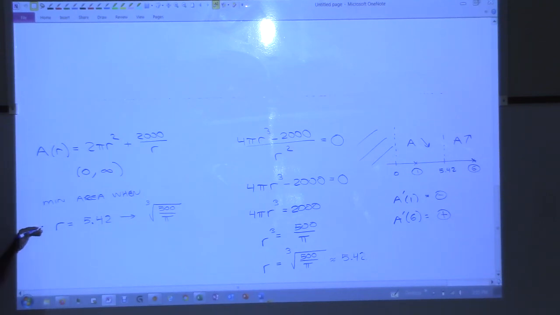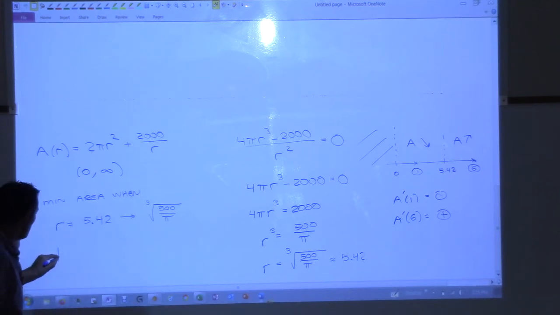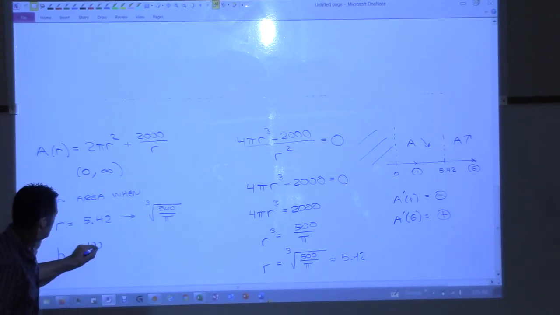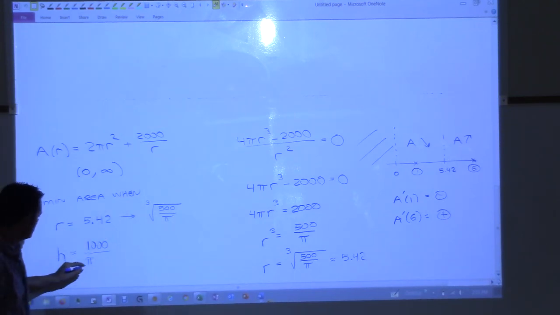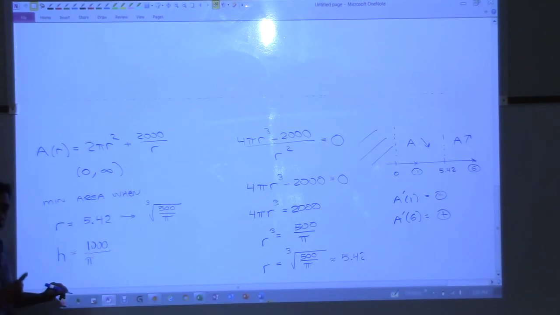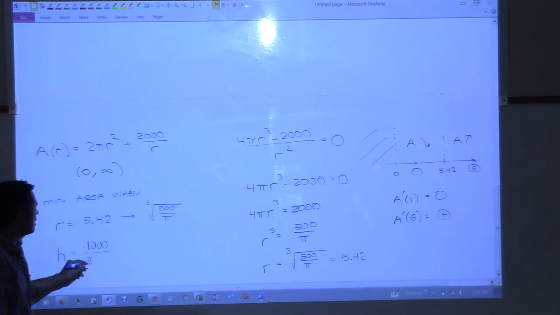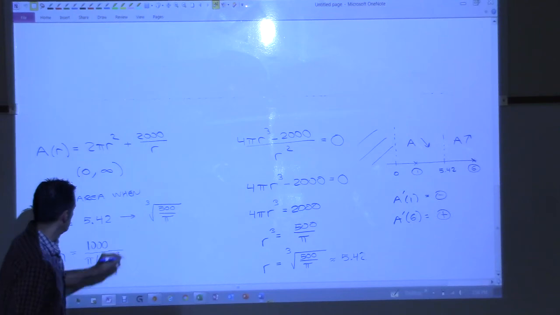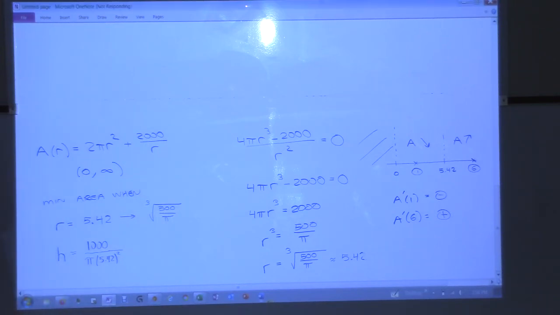Now, what was the other part of the can that we should find if we're going to look for its dimensions? The height, okay? So the height, what was the formula for height? Somewhere in the back, somewhere we had solved for height. It was 1,000 over what? Pi times the radius squared. Yes? Okay. Yeah, well, let's do it as a decimal first. 5.42 squared. So somebody do that on their calculator. 1,000 divided by pi times the radius squared.